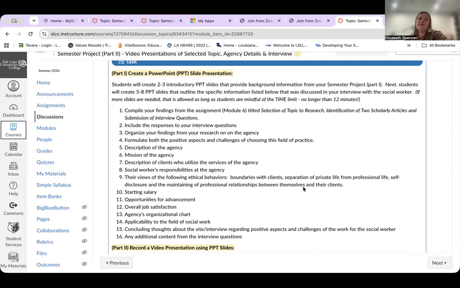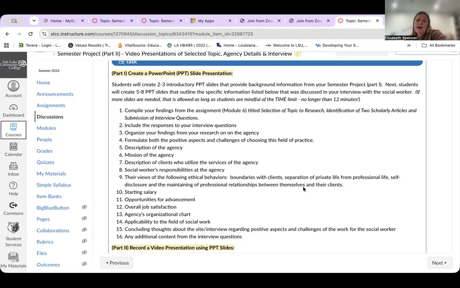And then number 9, their views of following ethical behaviors. So what are their boundaries with their clients? Okay. How do they separate their private life from their professional life? Look at self-disclosure. How much do they disclose about themselves to their clients? And also, how do they maintain that professional relationship between themselves and their clients? Okay. These are all really great questions to be asking any social worker. And these are really tricky topics to navigate sometimes. And it's really good to get tips and tricks and just see how other people manage those boundaries.